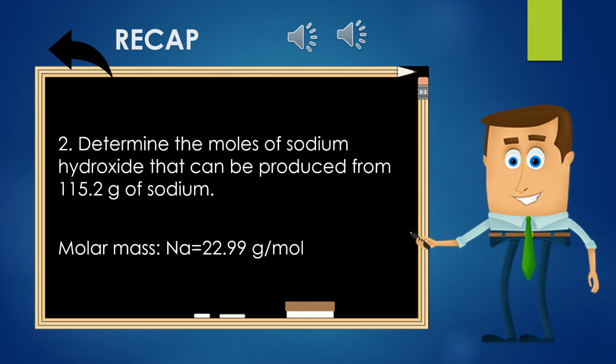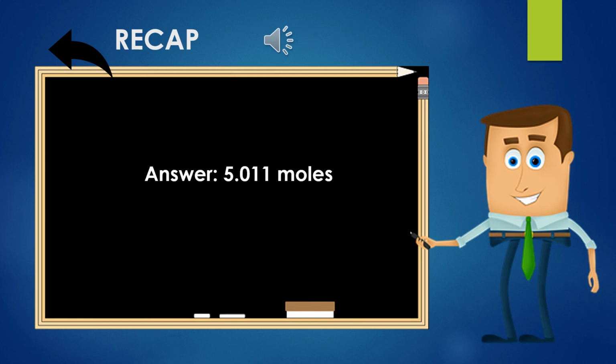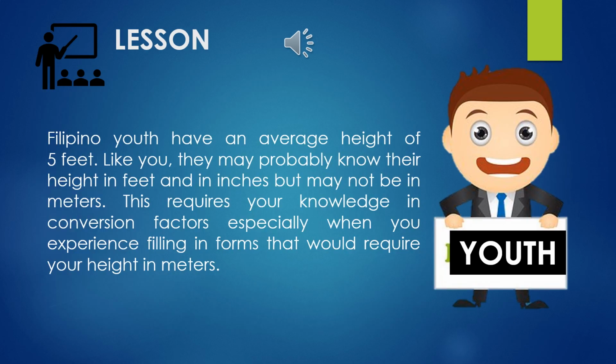Number 2. Determine the moles of sodium hydroxide that can be produced from 115.2 grams of sodium. Molar mass for sodium equals 22.99 grams per mole. The answer is 5.011 moles. Now for our lesson.